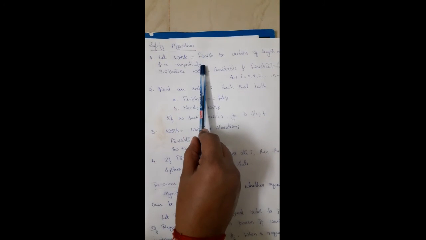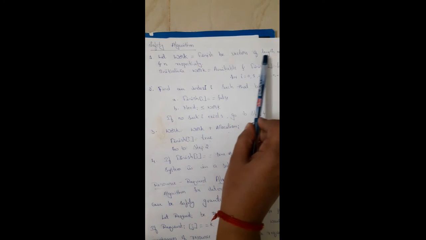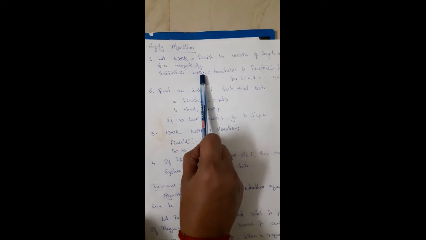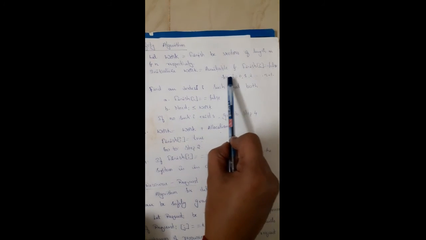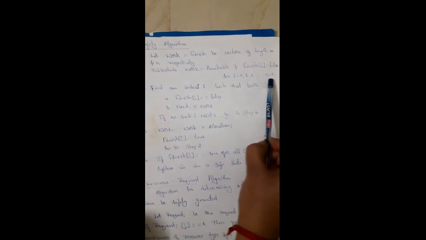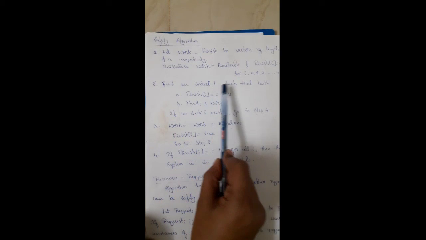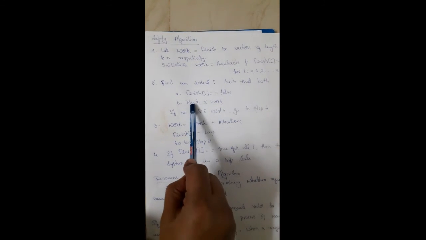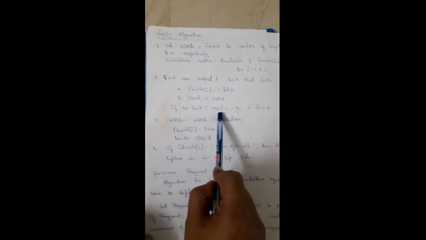The algorithm goes like this. Safety algorithm: let Work and Finish be vectors of length m and n respectively. Initialize Work equal to Available and Finish[i] equal to false for all i values, that is from 0 to n minus 1. This is the first step. Next, find an index i such that both Finish[i] is equal to false and Need[i] is less than or equal to Work. If no such i exists, go to step number 4.